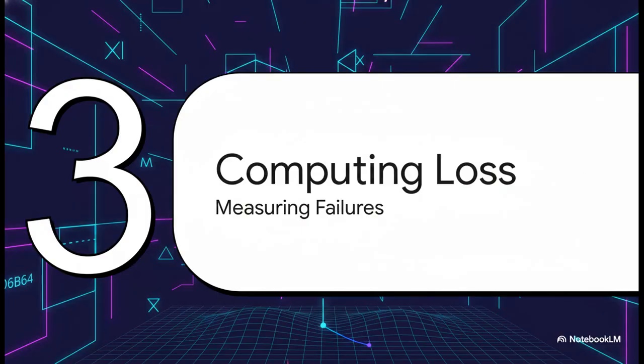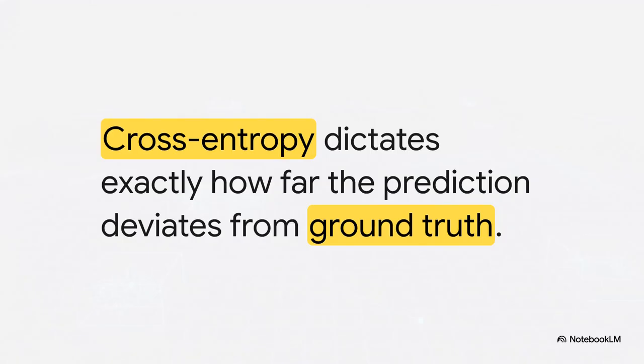Section 3. Computing the loss function. To force this network to learn, we have to introduce a rigorous mathematical mechanism to measure its failures. A network that can't quantify how wrong it is can never become right. By calculating cross-entropy, we quantify the network's error. This creates a precise target that our system has to minimize.